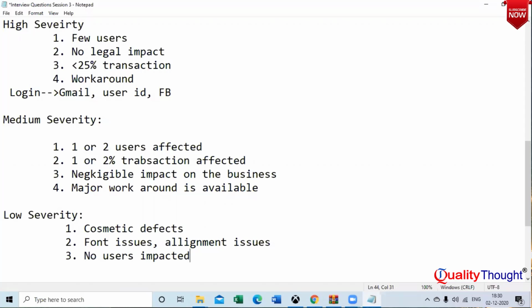No users impacted. So this kind of defects are called low severity defects. These are the general characteristics; this may change from project to project.